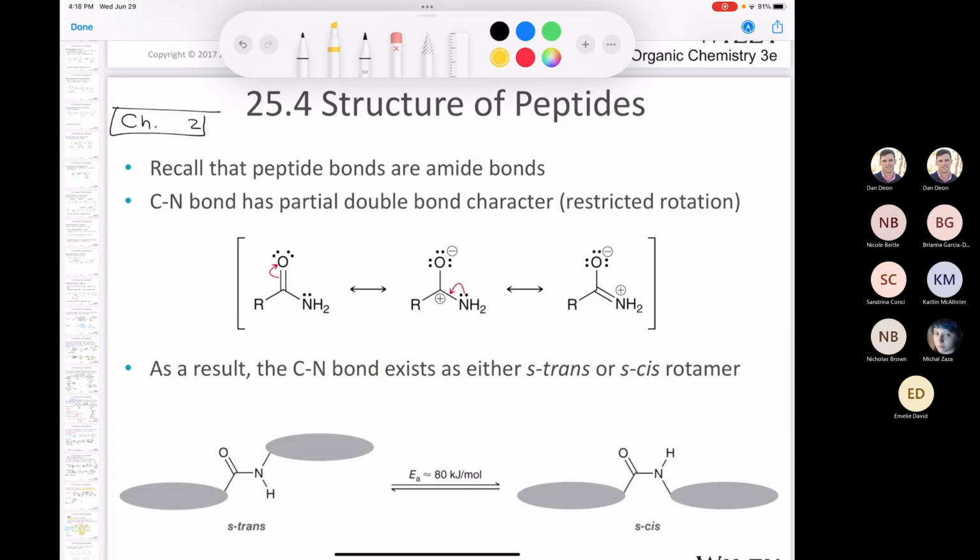I think we have that down. A peptide bond is an amide bond. But the carbon-nitrogen bond in an amide, so this bond right here, has partial double bond character. You can see that when you draw all the contributors to the resonance hybrid.